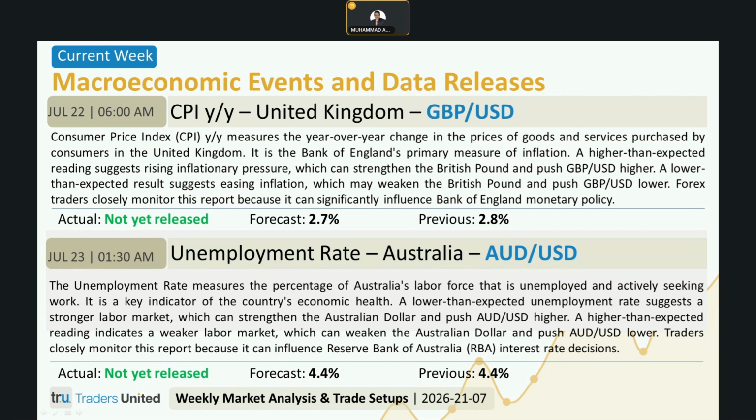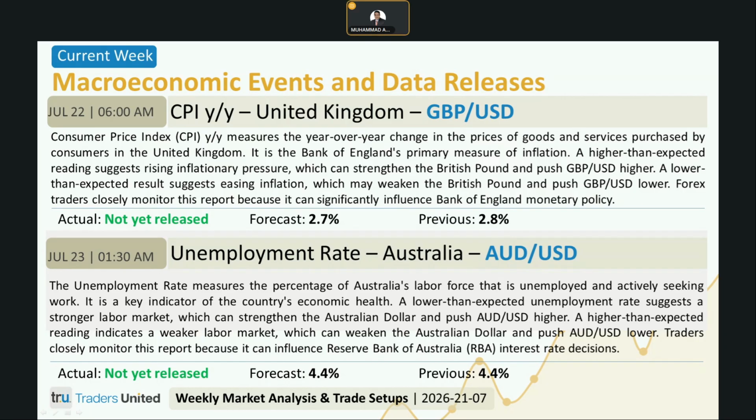A lower than expected unemployment rate suggests a stronger labor market, which can strengthen the Australian dollar and push AUDUSD higher. A higher than expected reading indicates a weaker labor market, which can weaken the Australian dollar and push AUDUSD lower. Currency traders closely monitor this report because it can influence Reserve Bank of Australia interest rate decisions.